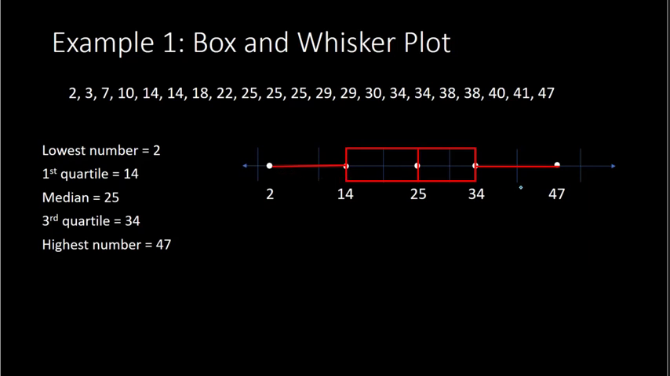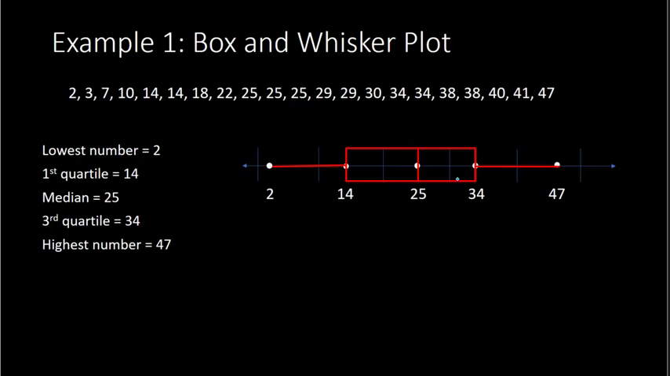So what I do is I plot each of those points, and then notice that I create a box around the first quartile through the third quartile. And then I put a line through the median. So right here through the middle, through the median, I put another line.